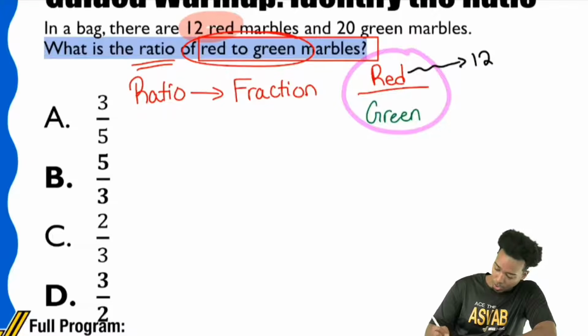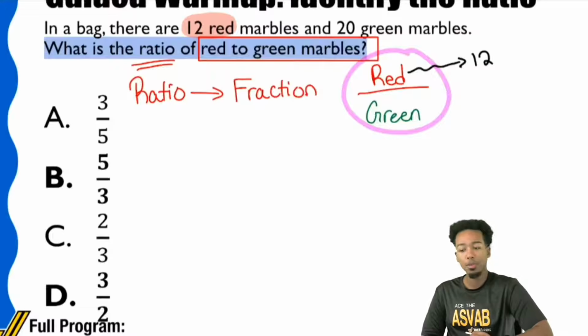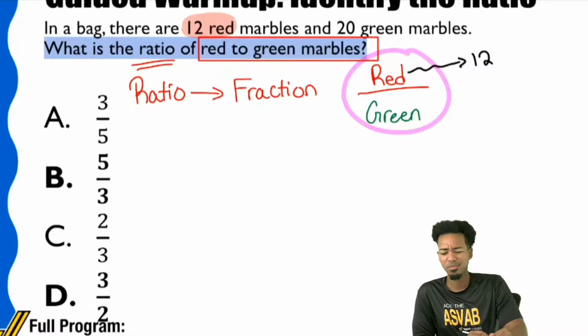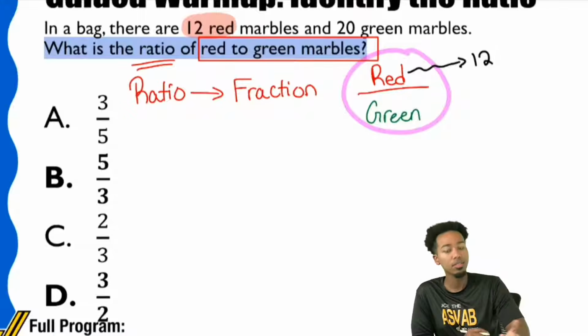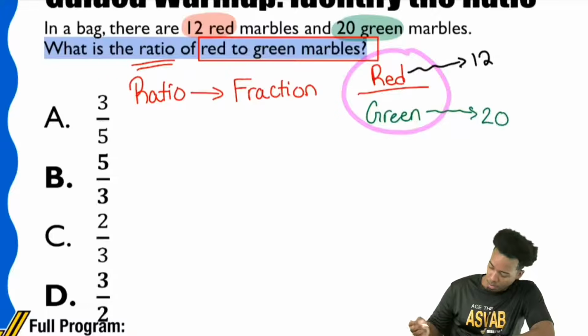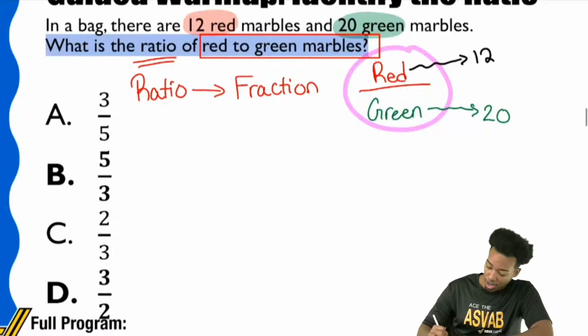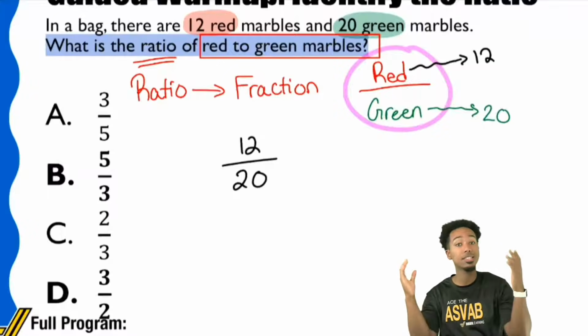12 red marbles. And let me just go ahead and erase this big old circle there. And for anybody who has OCD, let me just do you a favor right there. 12 red marbles. And how many green marbles were we given that? Yeah, we were given that. It says 20 right there. 20 green. And so that's it. We actually had all the information we needed. And so we have 12 red over 20 green. I'm good. That's the answer.